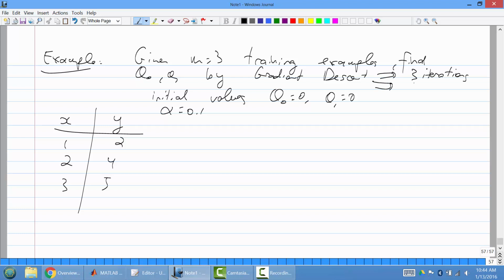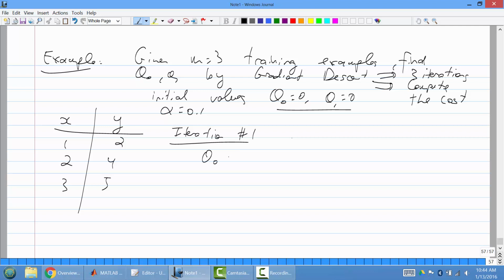And also, let's compute the cost. Because to convince yourself that gradient descent is working at each iteration, you should see the cost going down. So that should give you a nice indication that it works. Okay, so the initial guess is theta are both 0. So the first iteration. Okay, let's compute the update, right?